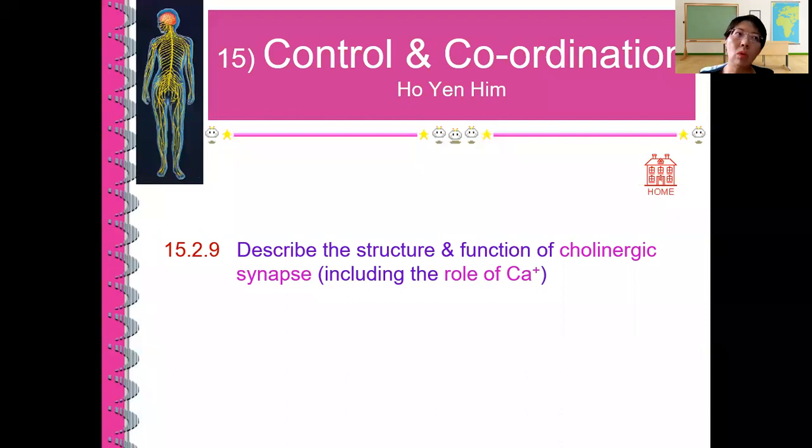So that's why the word cholinergic comes from the chemical name acetylcholine as a chemical messenger across the synapse. Okay, because our neuron can also send other types of chemicals which are not cholinergic, not acetylcholine.